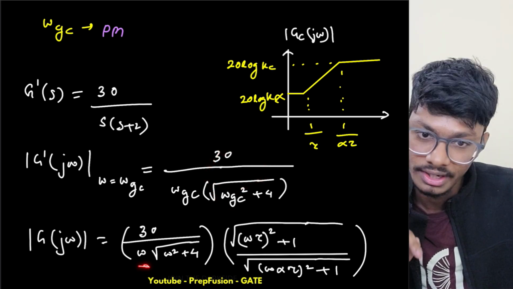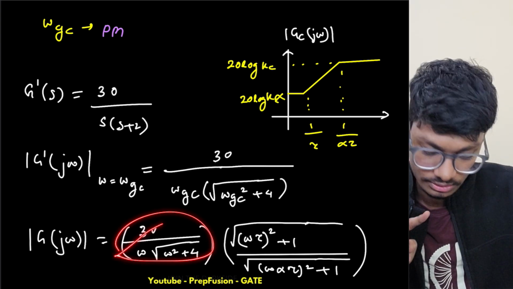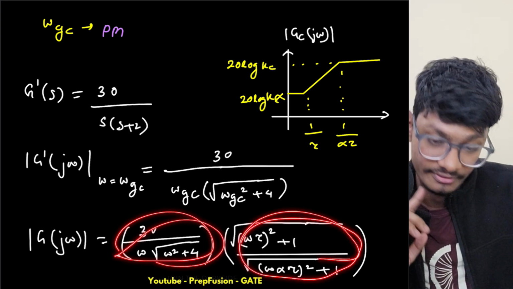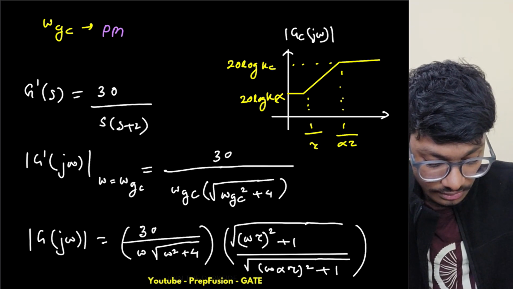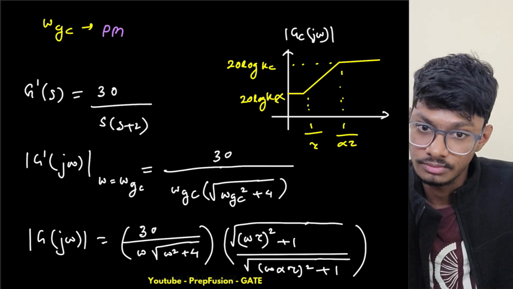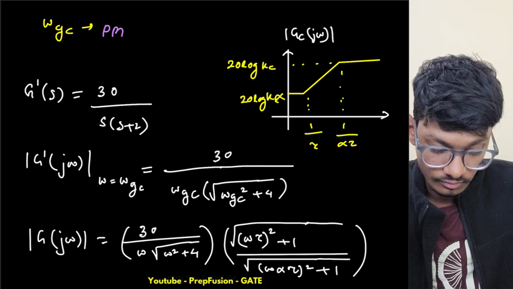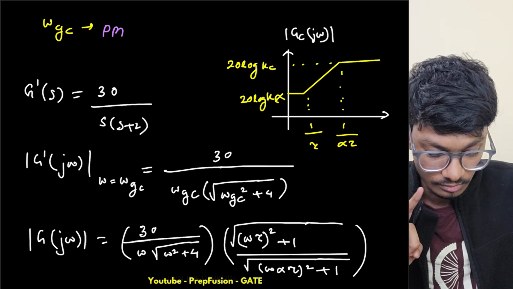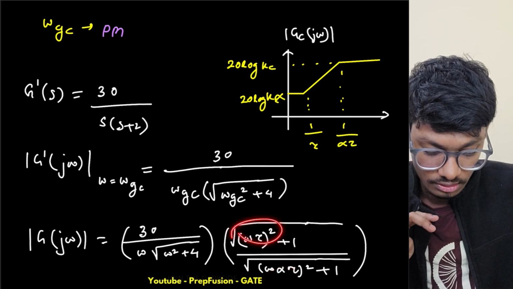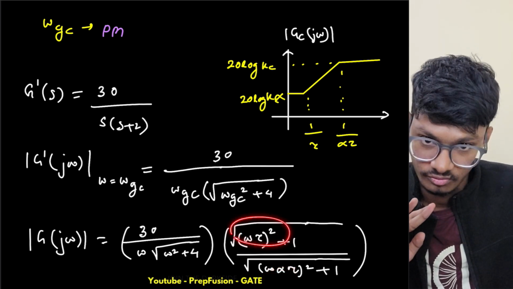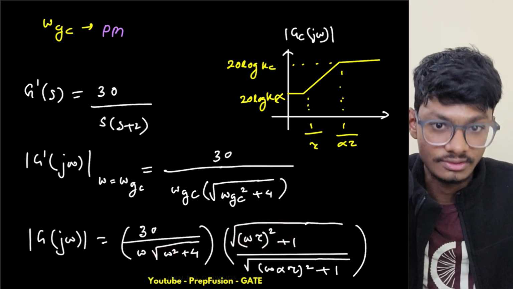Now if I put this omega gc over here, this will be equal to 1. Now what will be the value of this? The value of this will be something more than 1. Why will it be something more than 1? Because this is alpha, and alpha is less than 1. So overall this value will be more. So my omega has to increase further.